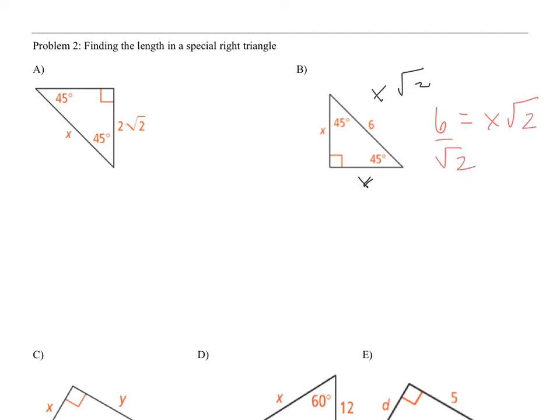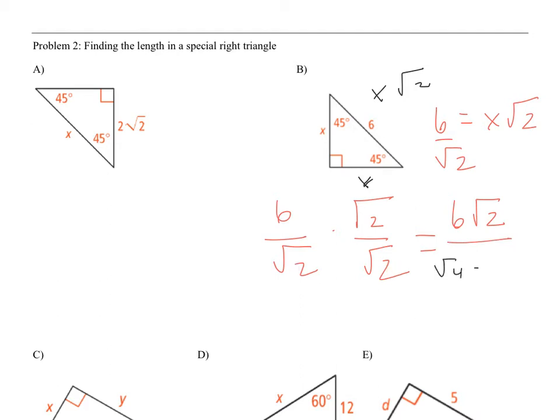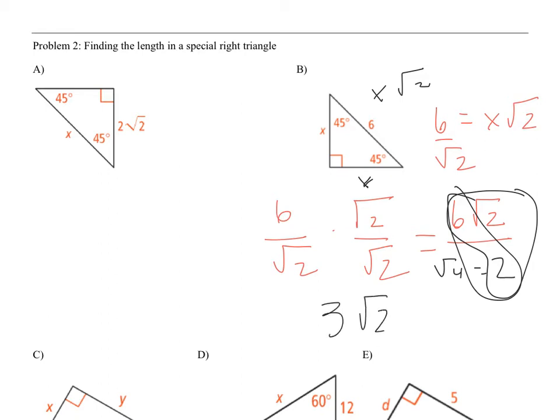But you have to rationalize that. Remember how to rationalize? You don't want a root on the bottom, so you multiply by whatever the root is. So that would be 6 square root 2 over square root 2 times square root 2, which gives me the square root of 4, which is equal to 2. Now I can ask, can I simplify that? Yes, 6 divided by 2 is 3. So 3 square root 2 would be my answer for B.